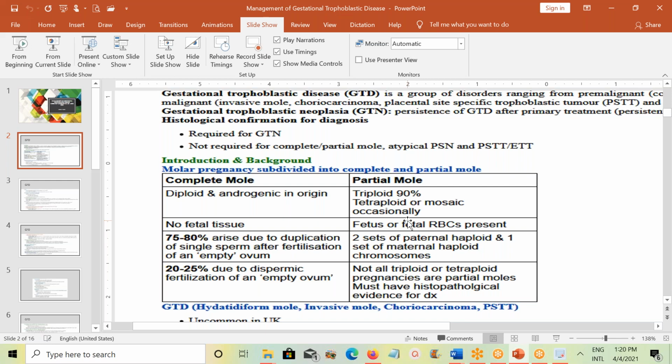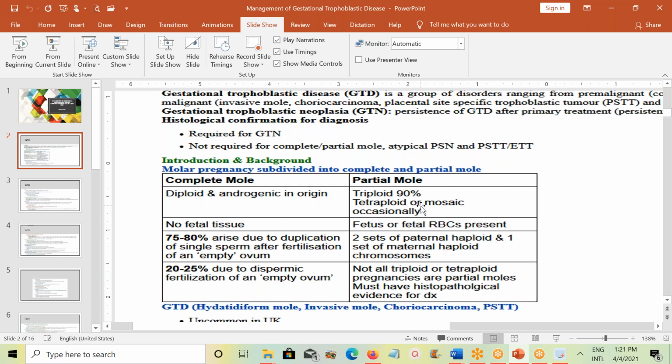And usually what will happen? Three haploid sets, 2 sets of paternal haploid and 1 set of maternal haploid chromosomes. Haploid, I mean carrying 23 chromosomes. So what is the partial mole genetic composition? 69 XXY, can be 69 XYY. That would be the composition, right? So the maternal 23 chromosomes are there. Will it be 69 XX and 69 XY? No, 69 XXY, because the mother is contributing just one X.